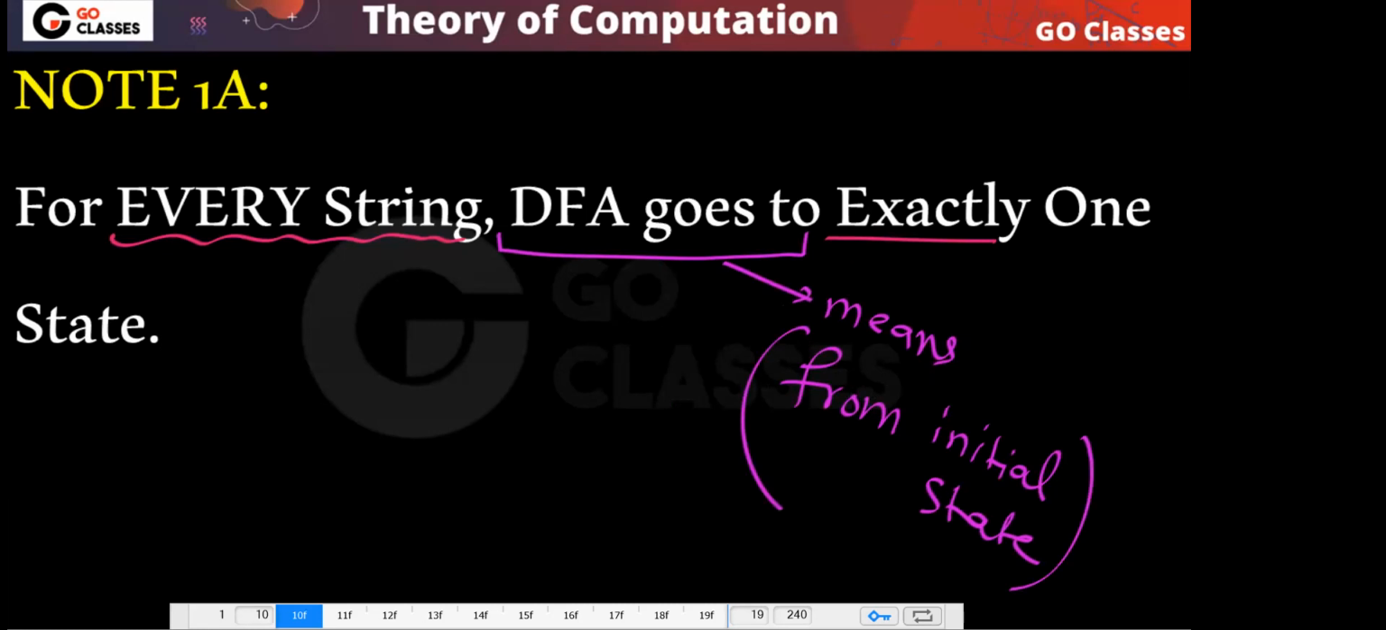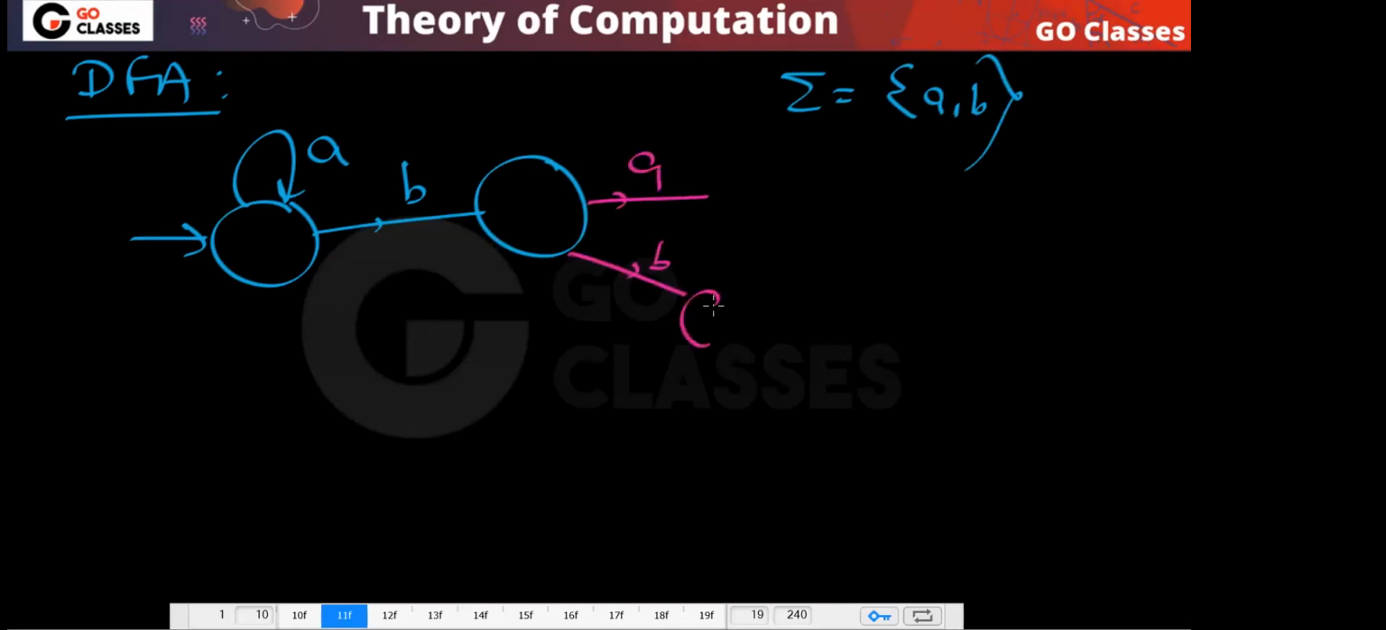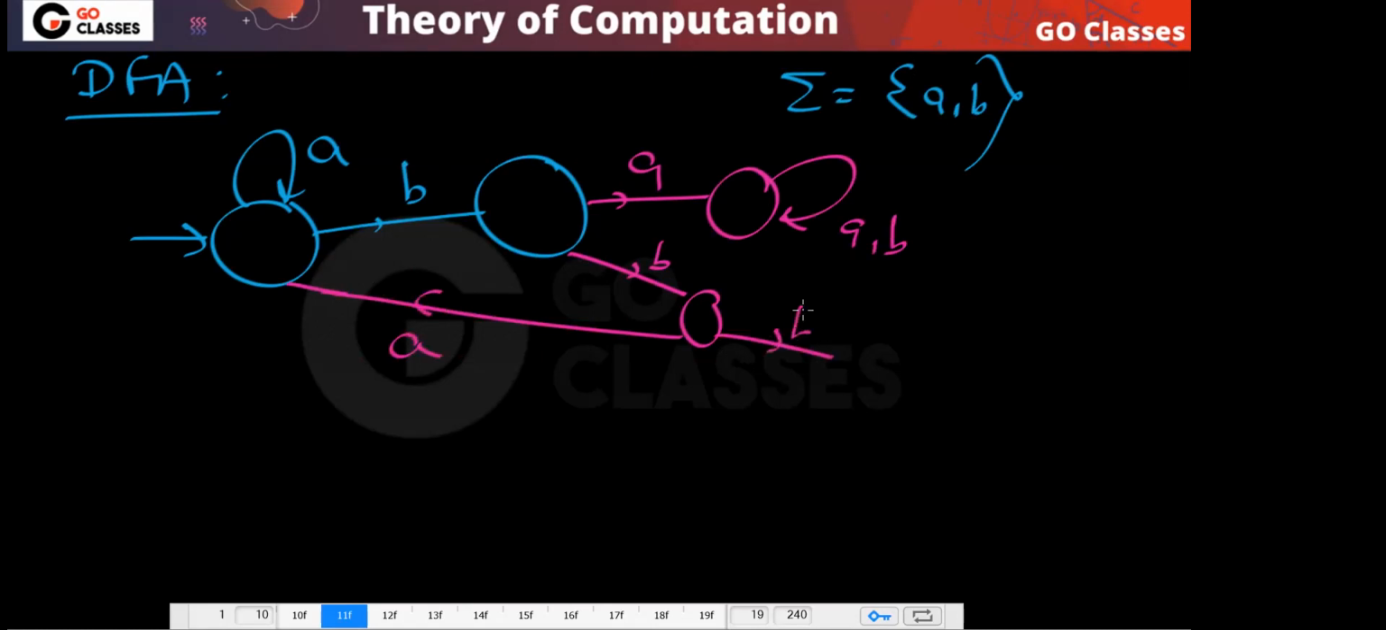So on every string, the DFA will go to exactly one state, whatever string you take, because remember in a DFA, whatever state you have, on every input symbol there is exactly one transition. If your alphabet is a, b, then on every input symbol there is exactly one transition. For example, this type of situation can happen.